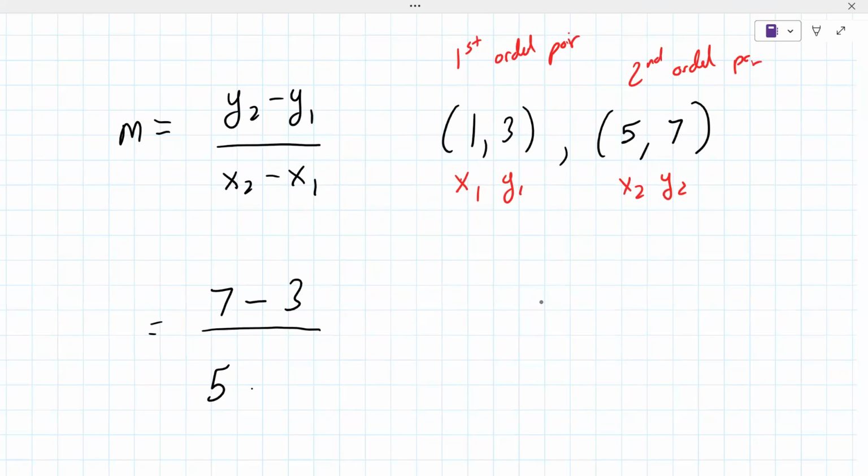And x1? 1. All right. So could you subtract here for us, please? 4/1. Try again for the bottom. 5 minus 1. Oh, 4, sorry. 4. Okay, good. What is 4 divided by 4?